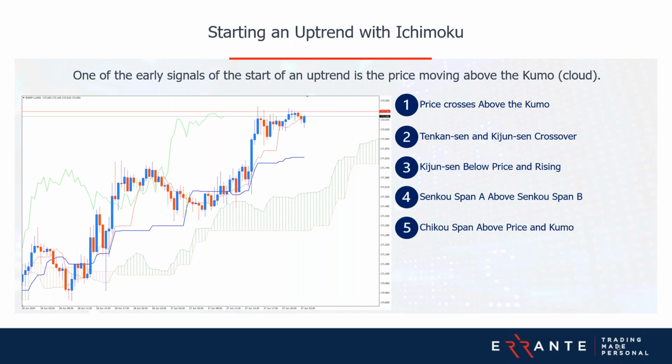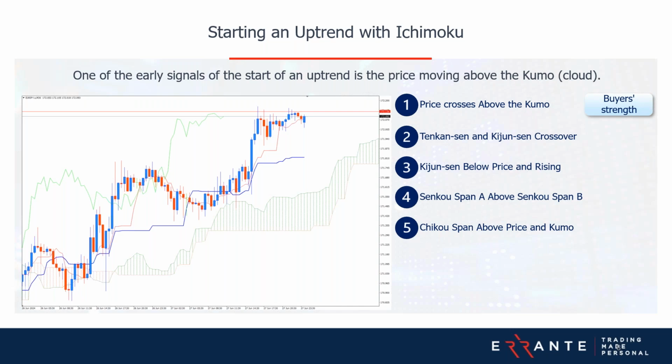And then also we have the Senkou span A above Senkou span B. This formation within the Kumo confirms the uptrend as well. Senkou span A is the leading span and Senkou span B is the leading span too. When Senkou span A is above Senkou span B, the Kumo is bullish. So the relationship between these spans provides a future outlook on the trend. Bullish Kumo suggests that the market sentiment is expected to remain positive.